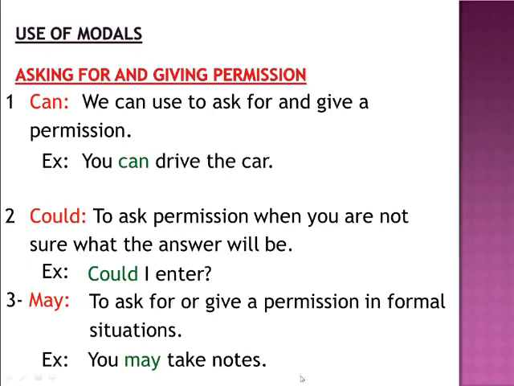You may take notes. That means it's formal. "You can take notes" can also be used, but this is formal. You may take notes.